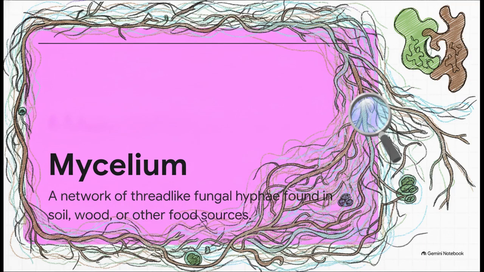Fungi are also amazing team players. In a mycorrhizal relationship, this underground mycelium actually helps plant roots absorb water and minerals, and the plant pays the fungus back with sugars. And in a lichen, a fungus teams up directly with a photosynthetic partner, like an alga, so they can both survive in incredibly harsh environments where they normally just die alone.